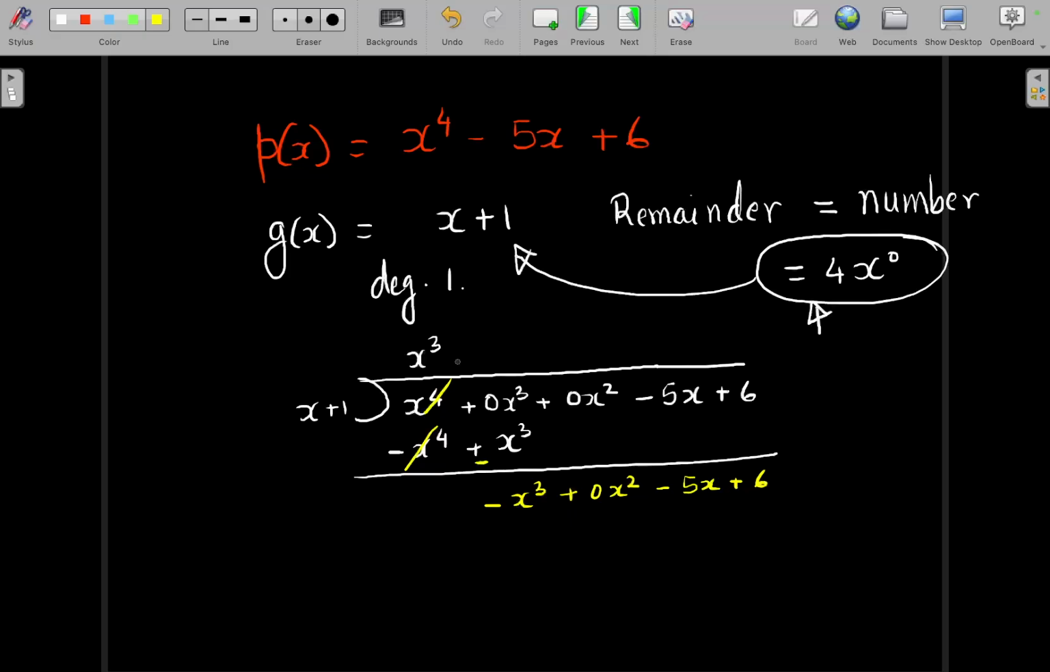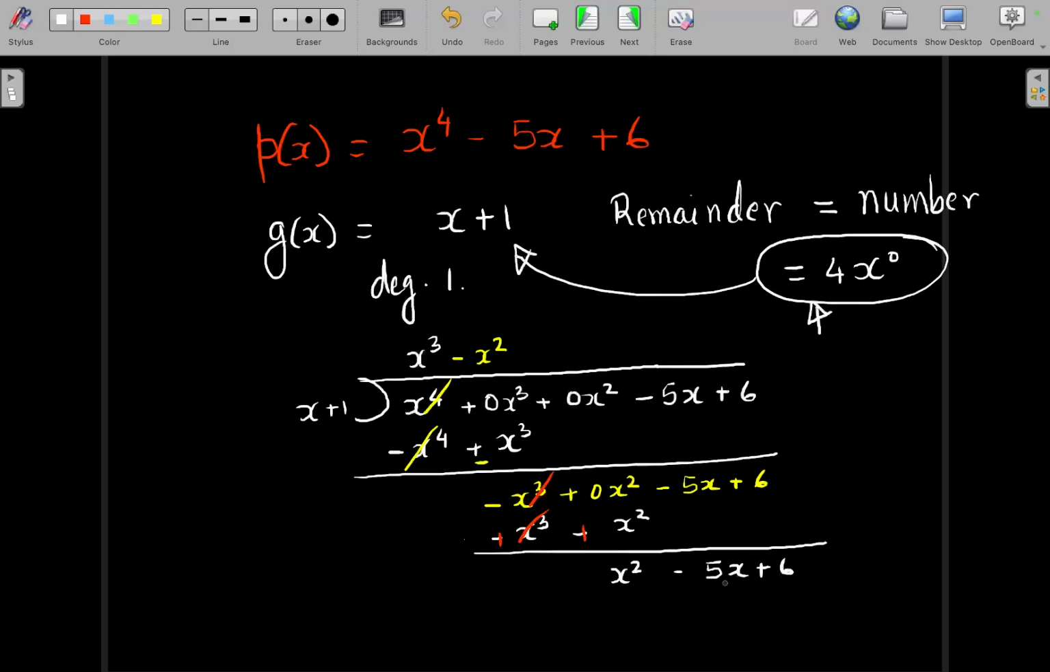Now I need minus x cube, so I'm going to put minus x square, and then this is going to be minus x cube. I'm multiplying it, and then this is going to be minus x square. And once again, I put a minus here, so this becomes plus, this gets cancelled, and now I have, if I'm making a mistake, I'm sure you will catch it, x square minus 5x plus 6.